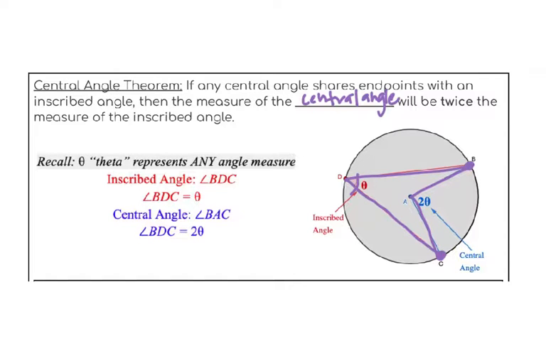So here, I'm using theta. Theta is going to represent any angle measure. We don't know what that is yet. It's kind of like x if you're referring to a number, but instead we call it theta because that's just an angle. So my central angle will always be 2 theta, it'll be twice as large as the inscribed angle. So whatever the inscribed angle is, the central angle will be twice as large as that.